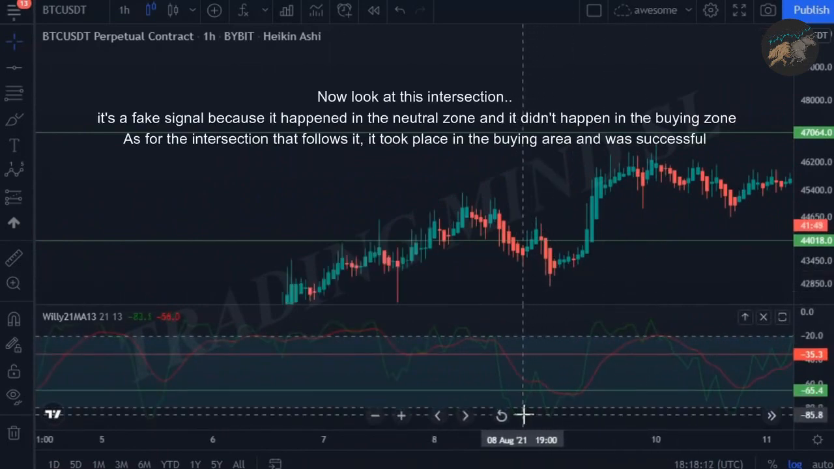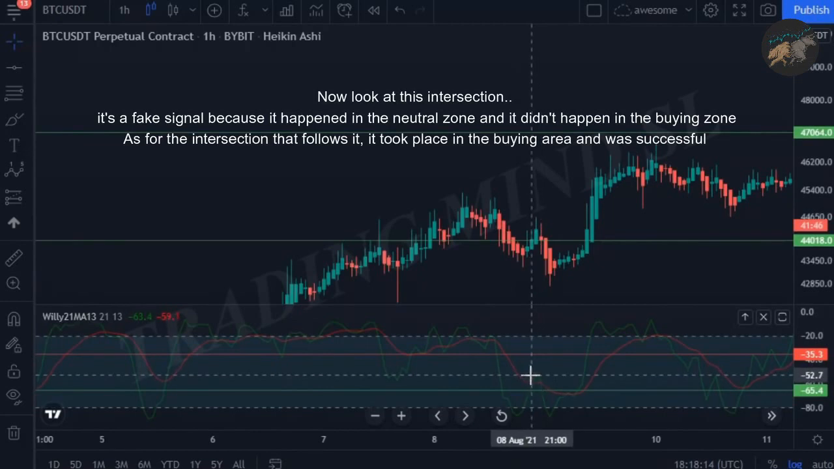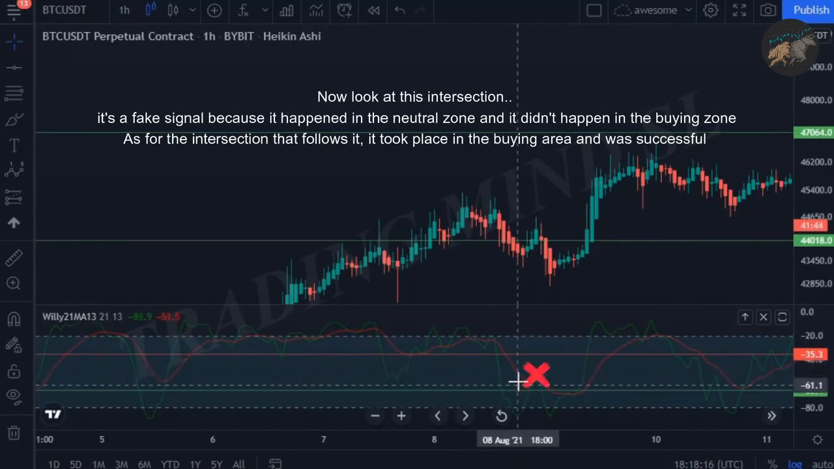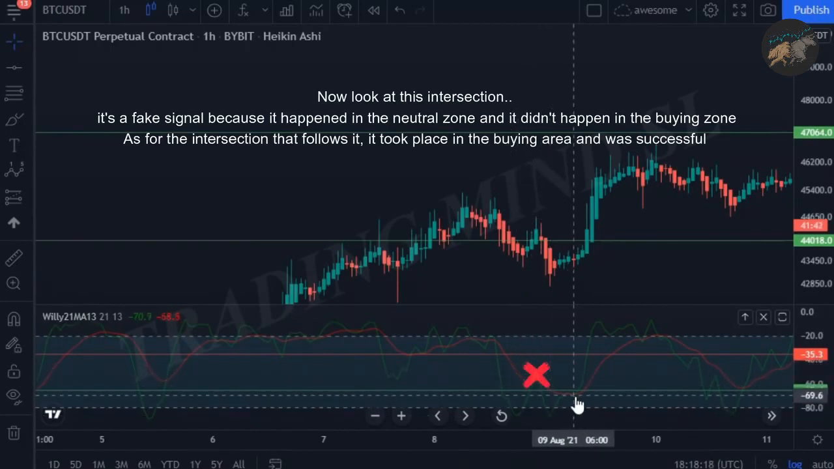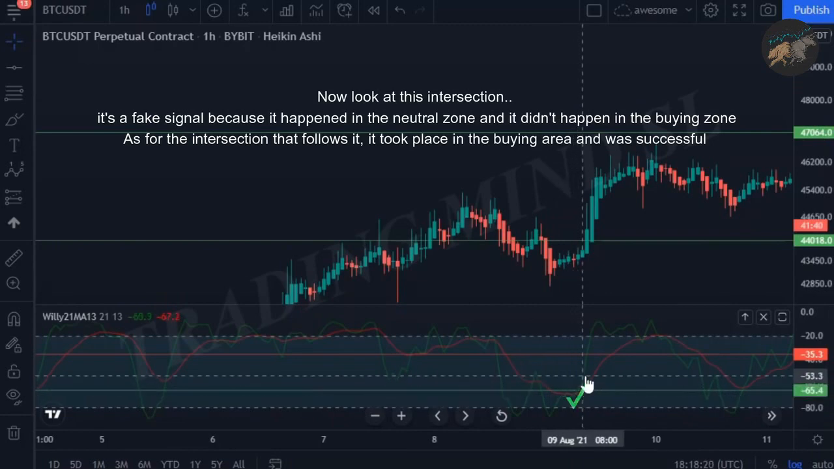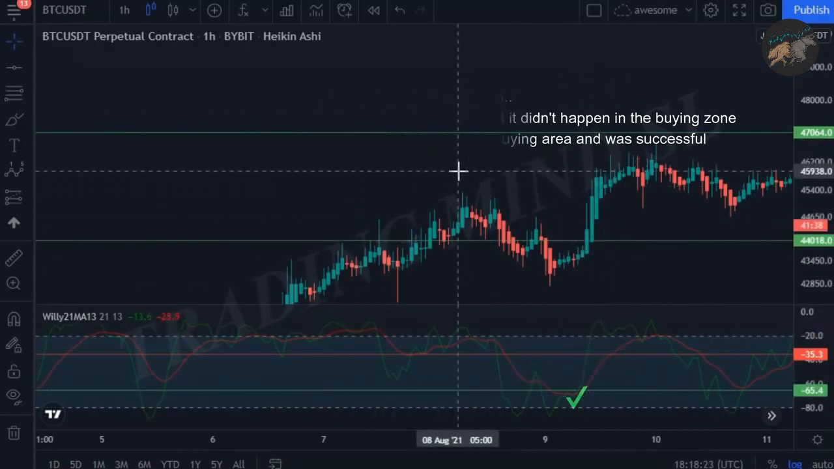Now look at this intersection. It's a fake signal, because it happened in the neutral zone and it didn't happen in the buying zone. As for the intersection that follows it, it took place in the buying area and it was successful.